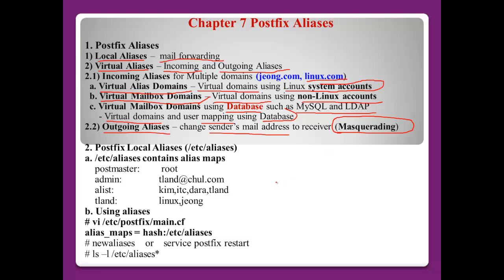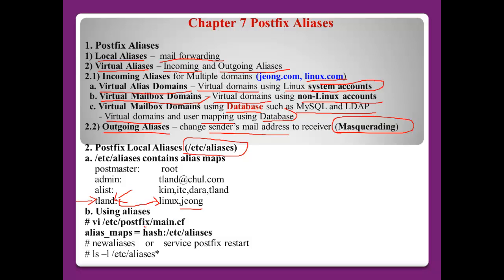Okay, first, I will explain the local aliases. To configure local aliases, normally we use /etc/aliases. Here we can configure like this: postmaster root, admin, and a list of users. It means if someone sends email to this user, then this mail will be forwarded to user linux and junk. This is a local alias. So this is a kind of mail forwarding.